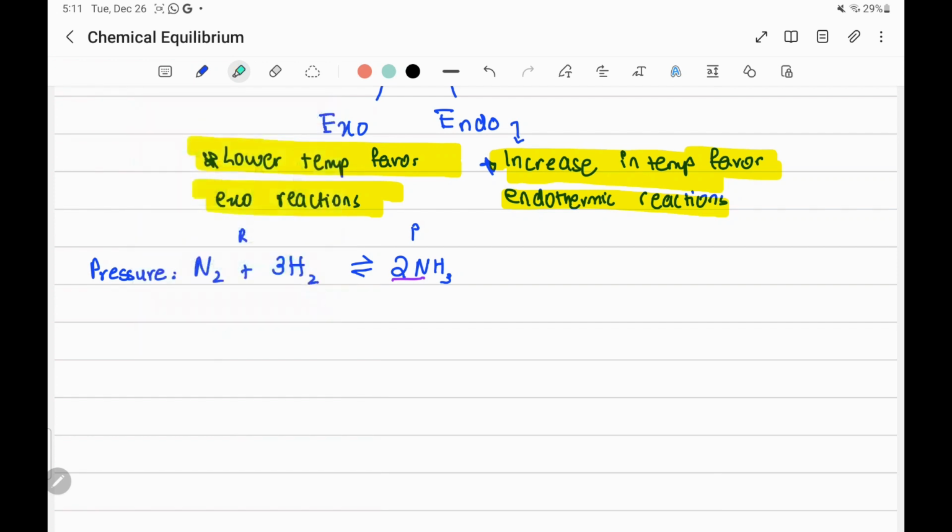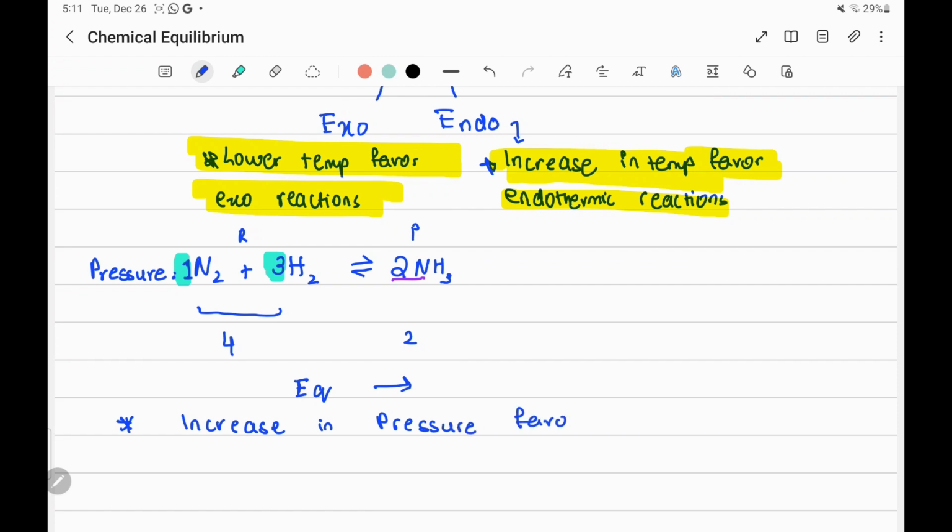On the reactant side, we have 3 plus 1, because when you have nothing there, it's equal to 1. 3 plus 1 is equal to 4. And over here, we have only 2. So where will our equilibrium shift to? Equilibrium will shift to the right. Why? Because increase in pressure favors the side with smaller number of moles.